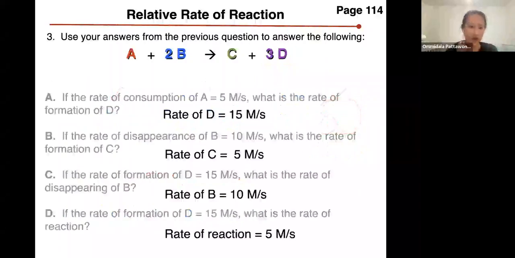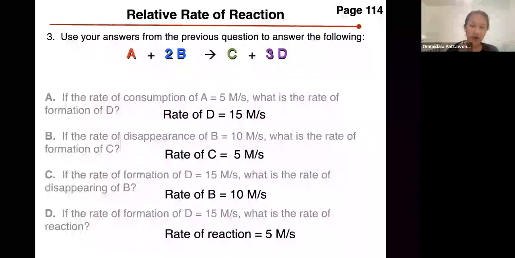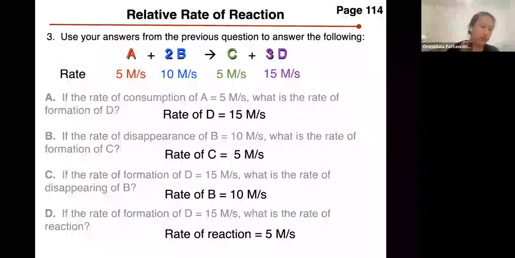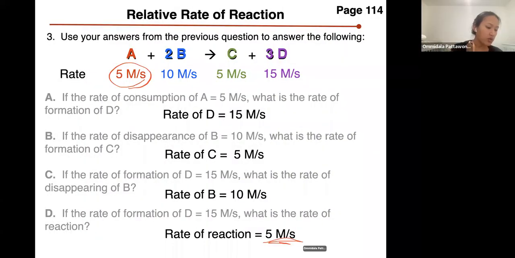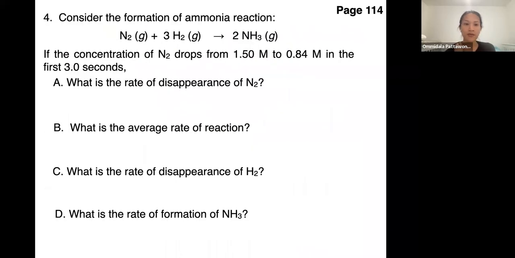So here is the list of our answers. If I put this in, it makes sense. The rate of A is going to be the same as the rate of reaction. The rate of B would be 2 times A, and the rate of C would equal A, because the coefficients are the same. The rate of D would be 3 times A, or 3 times the rate of reaction. So that makes sense.